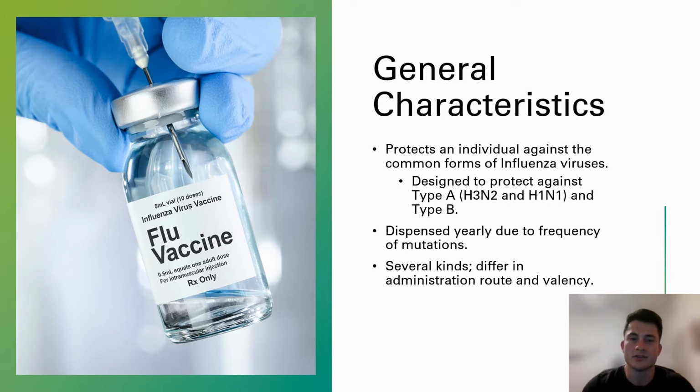The vaccine is distributed on a yearly basis because influenza virus mutates at such a rapid rate. And finally, there are many different kinds of flu vaccines. Vaccines differ in the method of route of administration and in valency.